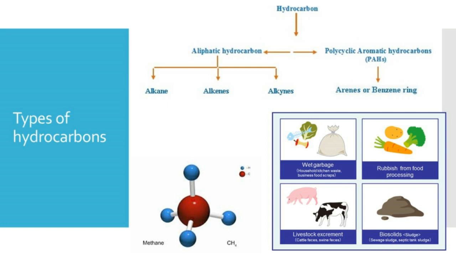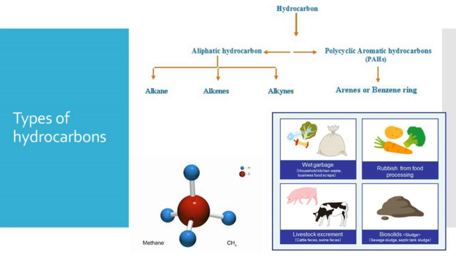Types of hydrocarbons. In hydrocarbons, carbon and hydrogen atoms are linked together through different chemical bonds. Depending on the bond between these atoms, there are a number of hydrocarbons. The four general classes of hydrocarbons are alkanes, alkenes, alkynes, and arenes. Some of the common hydrocarbons are methane, ethane, propane, butane, and pentane.